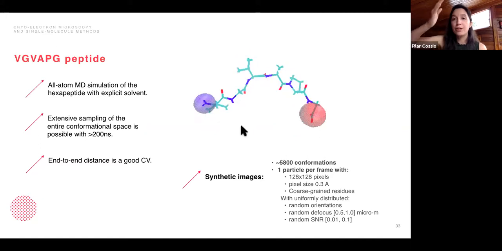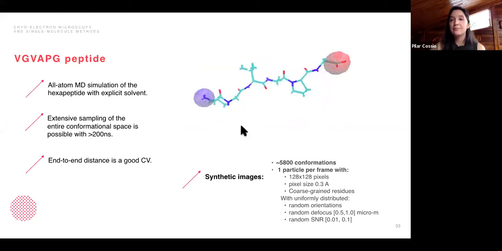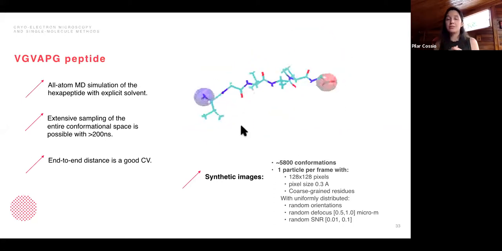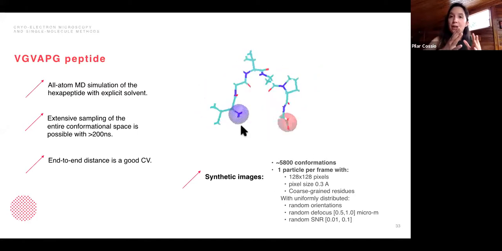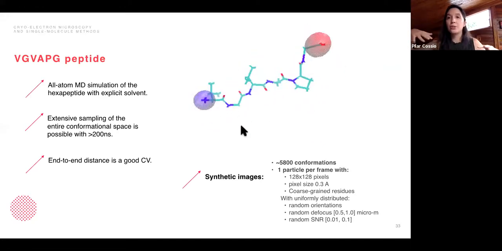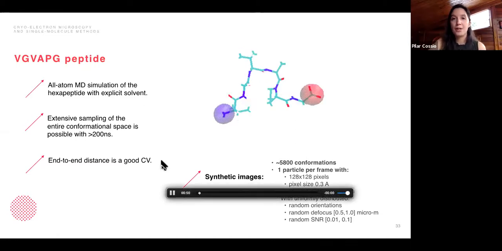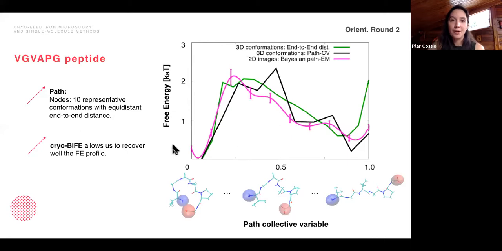So we took random snapshots from the MD and generated synthetic images from these snapshots following the same ideas. We asked ourselves, is the free energy recovery from 2D projections with low signal to noise equal or similar to the recovery if we use the 3D conformations from the molecular dynamics simulations? This is what I'm graphing. This is the free energy, and in green and black is the free energy extracted from the 3D conformations from the molecular dynamics simulations. In pink, you can see the results from our Cryo-BIFE method.